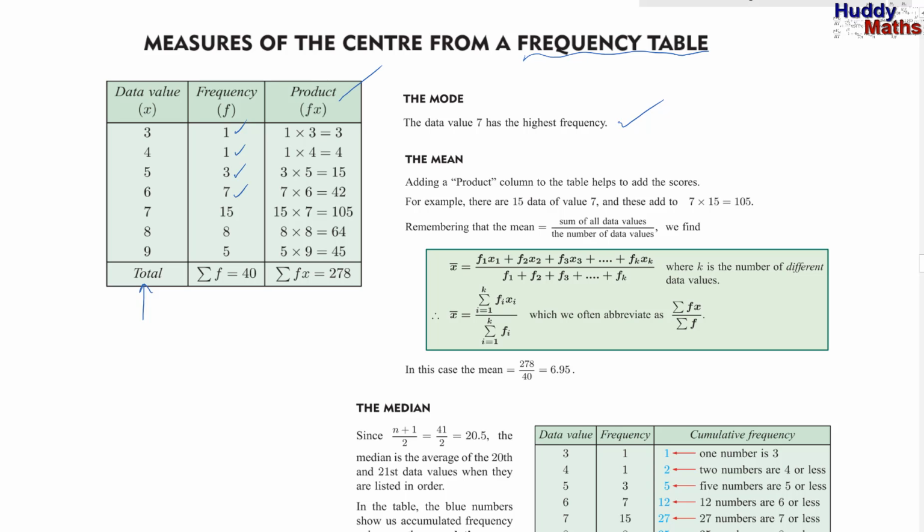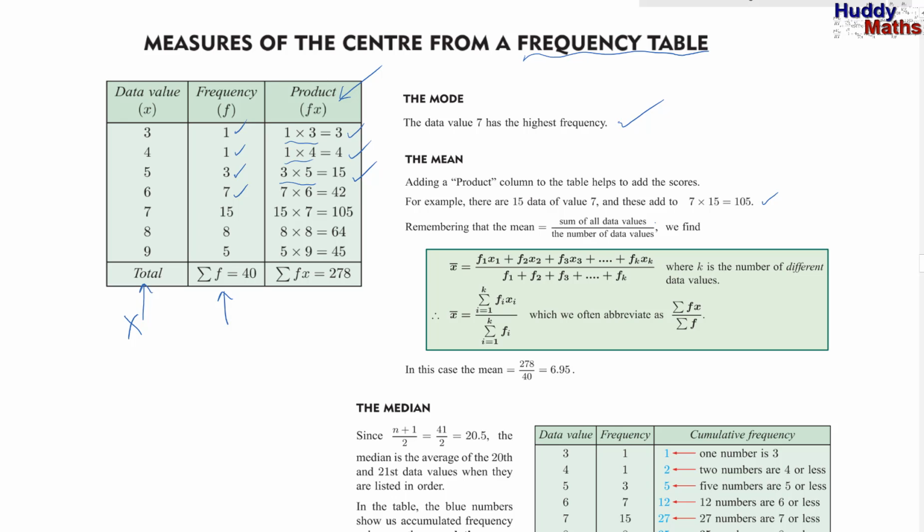So this product column is helpful. Just reminding you, 1 times 3 is 3, 1 times 4 is 4, but we've got 3 5s of 15. So look out, do not add up the data value. You've got to take account of the fact that some of them have occurred more than once. Okay, so that's what we're talking about over here.